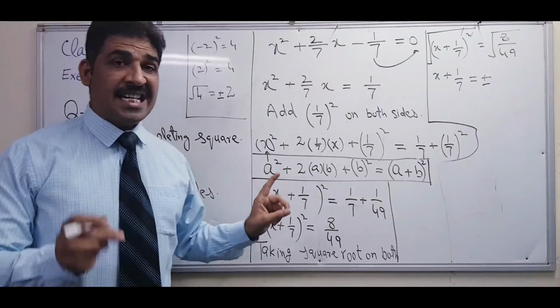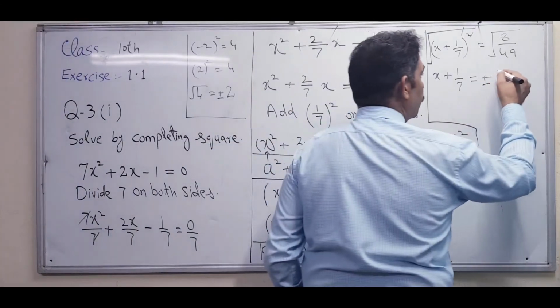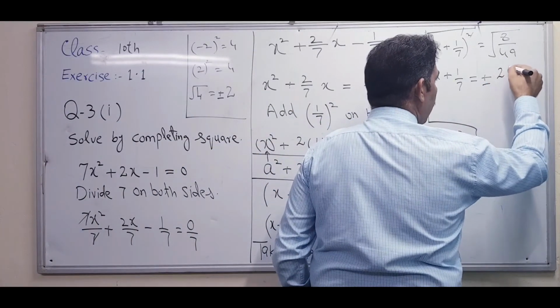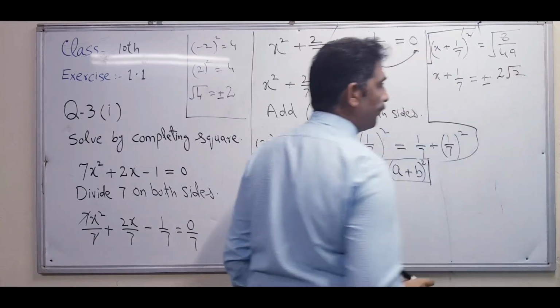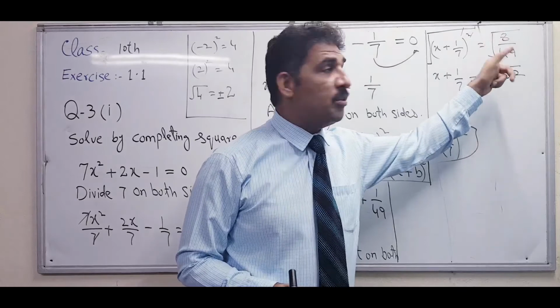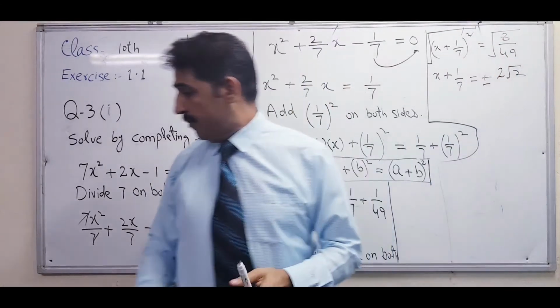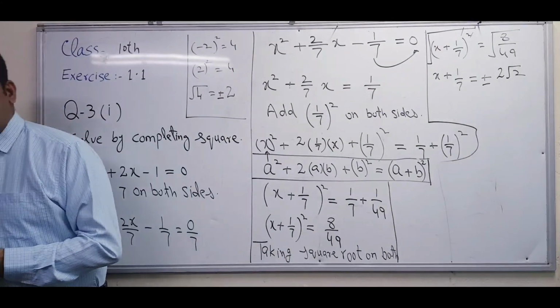So 8 is not a perfect square. So the answer of root 8 will become 2 into root 2. Why? Because 4 2s are 8 and 4 2s are 8. So the square root of 4 comes out as 2 and root 2 stays inside. But the calculator gives you the answer directly.